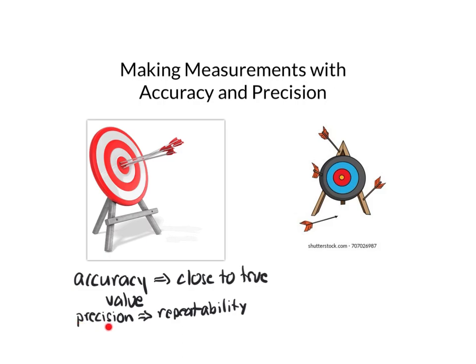As you can see, the arrows are hitting very close to each other. And so I'm repeatable, and so I am precise. In addition, they are hitting very close to the middle of the bullseye, and so I am also accurate. Thus, this measurement is both accurate and precise. However, it is not exactly the same every time, so there is some uncertainty in the measurement.